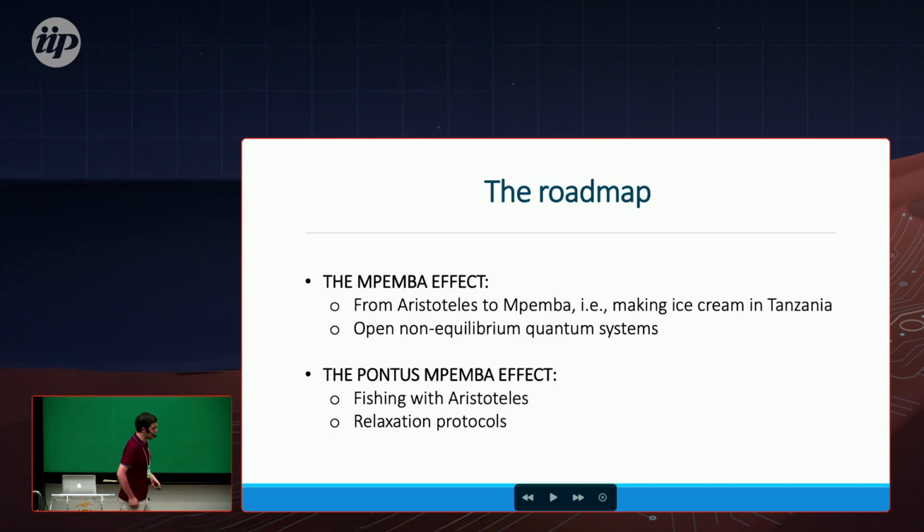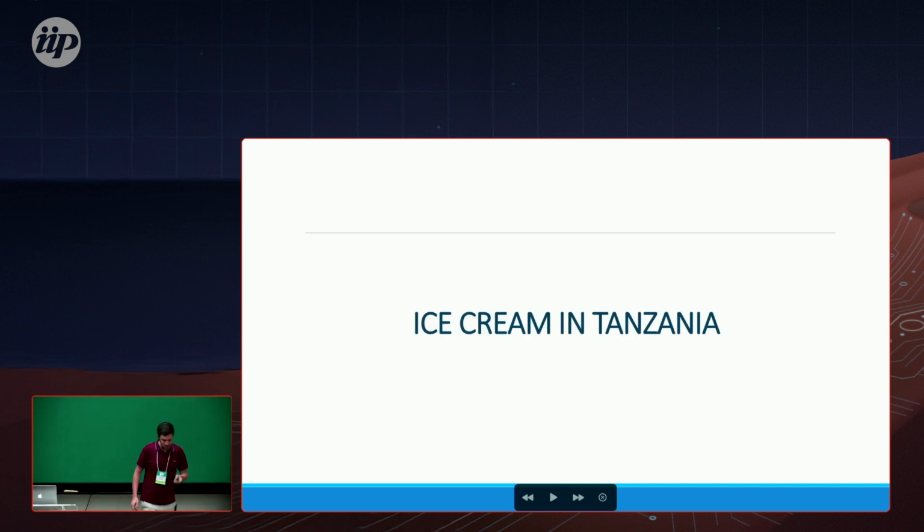It is an effect that is based on the initial state preparation of systems, and then I will talk about the Pontus-Mpemba effect. It is a sort of effect based not on the initial state, but on the protocol for relaxation. So first of all, how many of you know what the Mpemba effect is? Okay, some hands, not so many, but let's start from the origin, and let's go back in time.